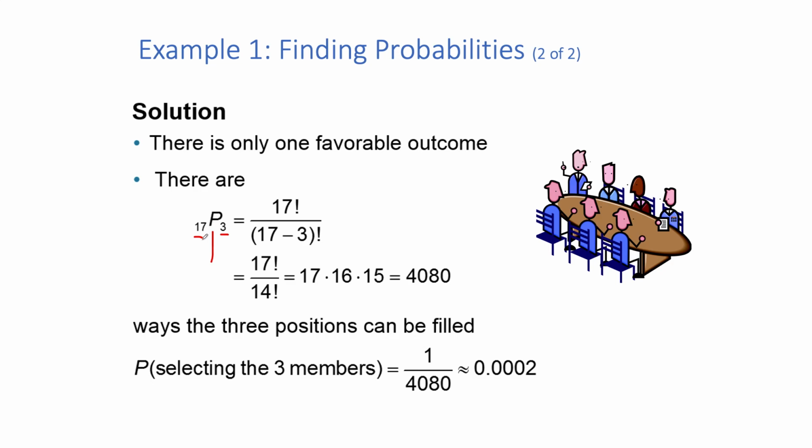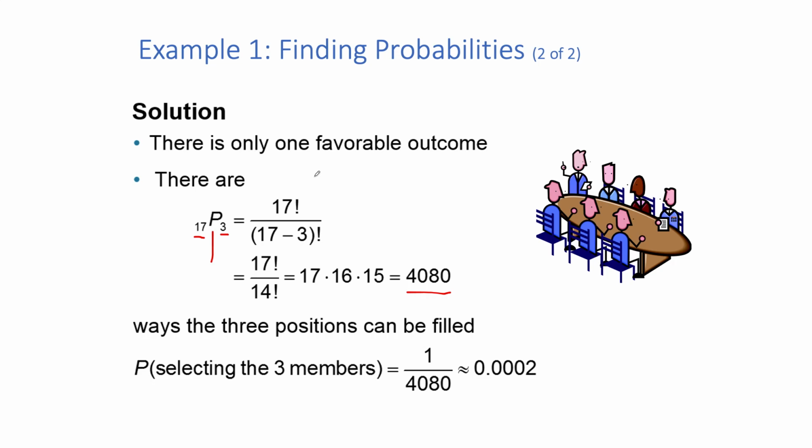17P3. So 17 members to choose from, three of them are chosen, and the order in which they're chosen matters, and this is a case which we call a permutation, right? So if I think about 17P3, it's n factorial over (n minus r) factorial, so 17 factorial over (17 minus 3) factorial, or there's 4080 different ways of filling out these three positions from the available 17 members.